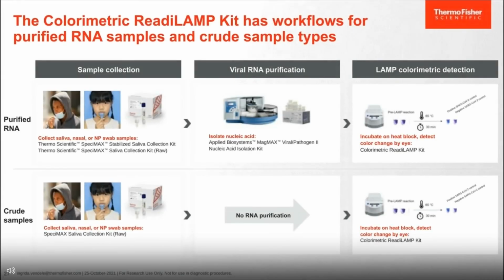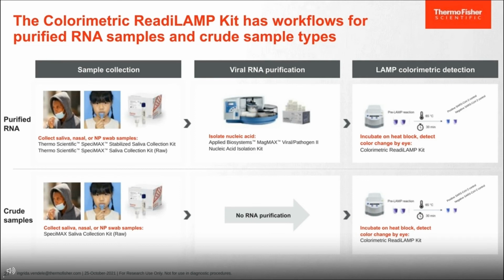Okay, now I'm going to focus on the SARS-CoV-2 research using just the complete kit. The Colorimetric ReadiLAMP Kit provides 2 workflows, one for RNA samples and one for crude samples. In the case of RNA sample type, the user collects saliva, nasal, or nasopharyngeal swabs. SARS-CoV-2 RNA is isolated from these samples, and then finally, the isolated RNA is used in the Colorimetric ReadiLAMP Kit as sample input. Here, the user assembles an RT-LAMP reaction, incubates at 65 degrees for 30 minutes, and then interprets whether the saliva or swab sample type contains SARS-CoV-2 based on colorimetric change. Samples lacking SARS-CoV-2 will remain purple in color, while samples containing SARS-CoV-2 will turn from purple to blue color.